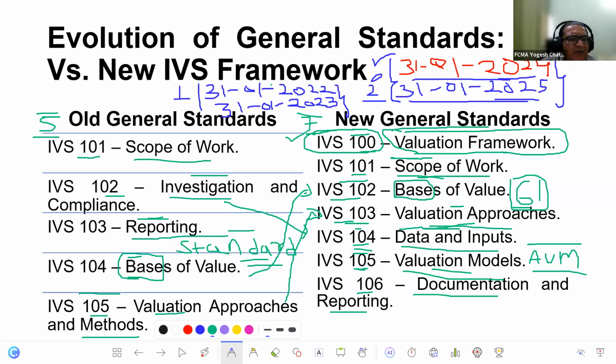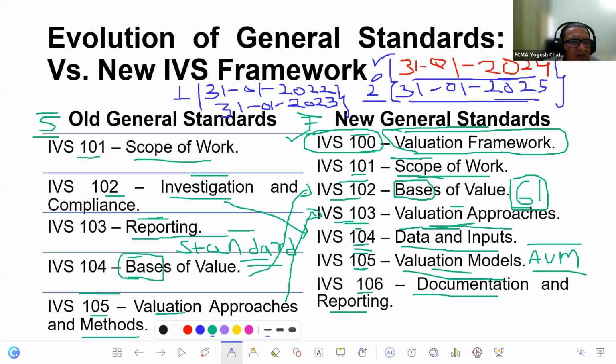Many times questions are asked: exactly which order of activity needs to be followed in a valuation assignment? Whether we should first determine the valuation approach and then the basis of value, what order of activity a valuer should follow. So probably the reply to that is now provided under the revised general standard, the new general standard.